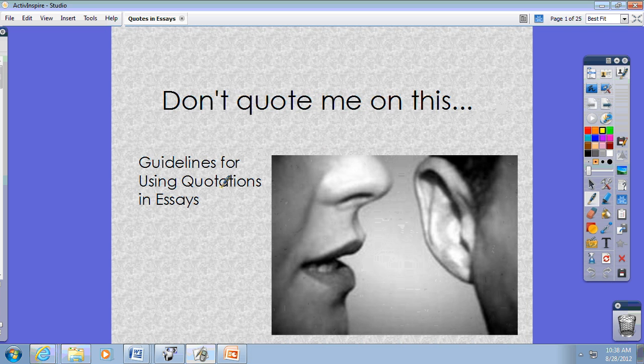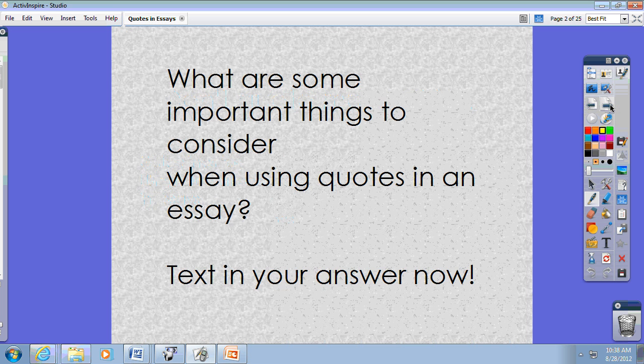These are guidelines for using quotations in an essay. However, as you know, we've just used them in a quotes log so far. The rules still apply, I would say. We still need to worry about format when we're talking about how to use a quote properly. So what are some important things to consider when using quotes in an essay? Pause me real fast to see what you can come up with.